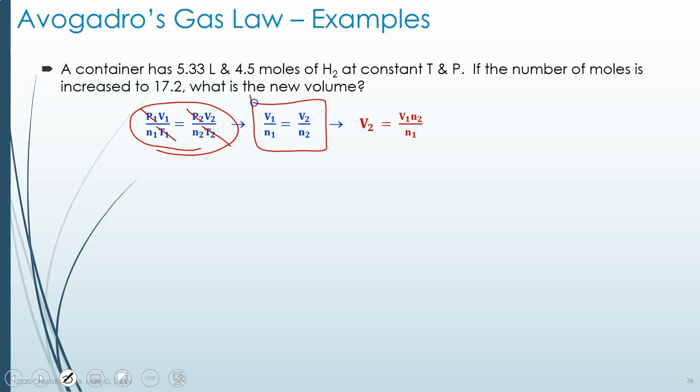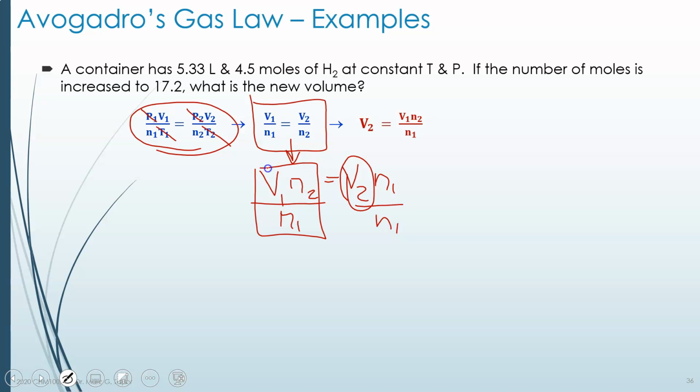So if we take this formula, and a lot of you will find it easier to cross multiply, I have V1 times N2 equals V2 times N1, and we're solving for the new volume, that's the V2. Well, we just divide both sides by N1, and we end up with our new equation for V2, which is just shown right here.